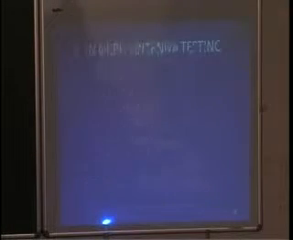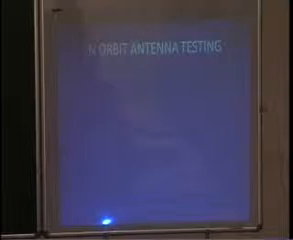Then we talk about in-orbit antenna testing. When the antenna is in orbit, we have to first clear each system one by one and say that the whole system is working fine before we hand over the satellite to the nation. What we do is we perform the antenna testing.